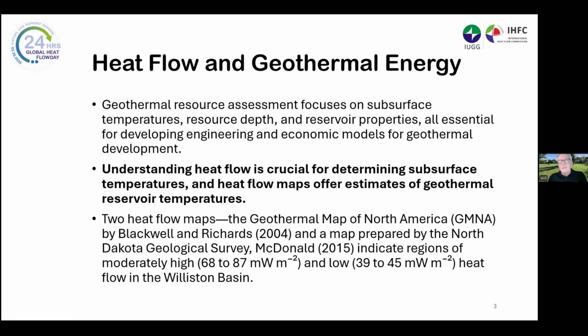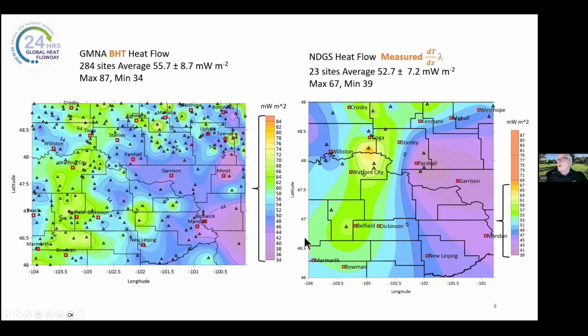There's another map that was produced by the North Dakota Geological Survey that only goes to about 67 milliwatts per meter squared, with a low of about 39 or so. Well, we had a lot of questions because these maps seem to disagree in certain areas. So we decided to take a deep look and see what's going on with that. And here they are. This is the North Dakota Geological Survey map.